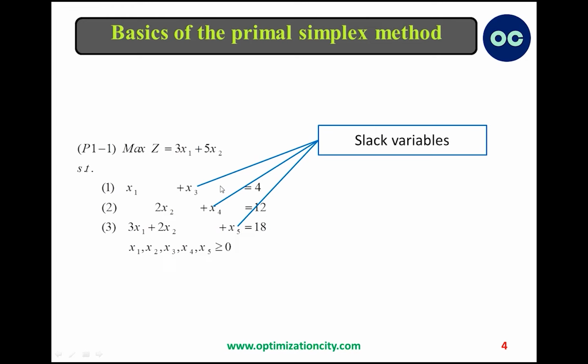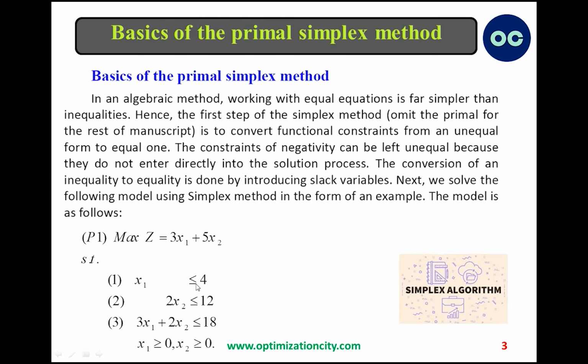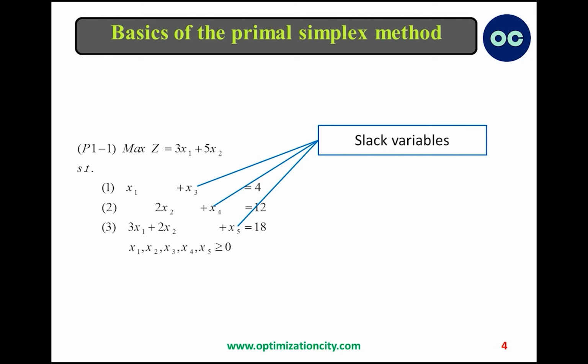To help illustrate this concept, let's consider a simple example. If we have constraint 1, x1 is less than or equal to 4, and x1 has a value of 1, then the slack variable would be equal to 3, because the summation of x1 and x3 would be 4. We can rewrite the constraint as x1 plus x3 equals 4, which is equivalent to x1 less than or equal to 4 when x1 is 1 and x3 is 3.